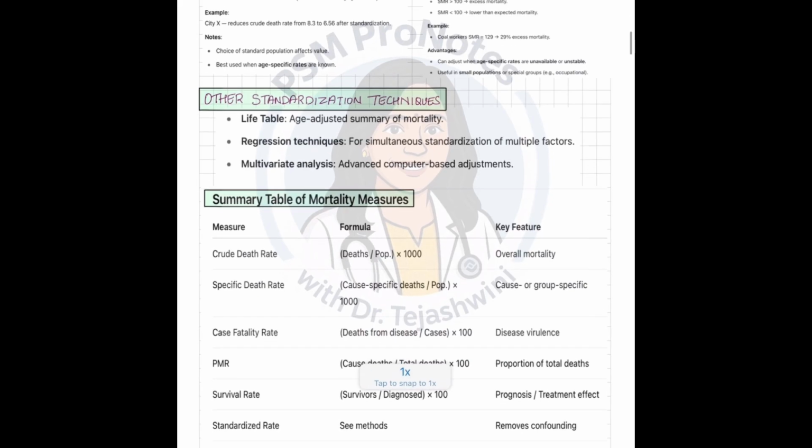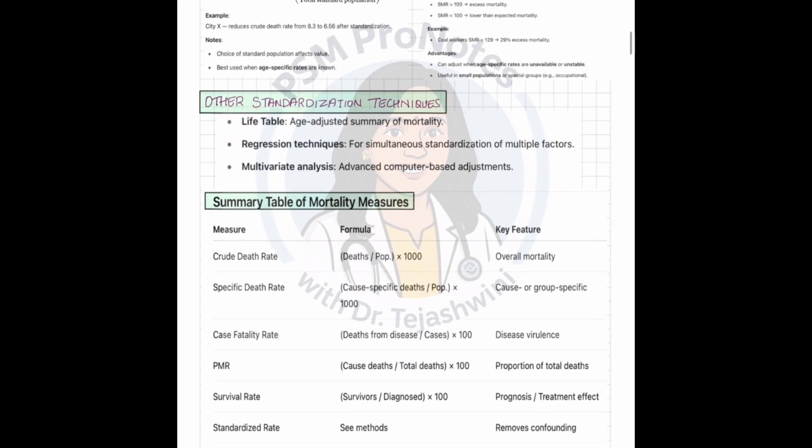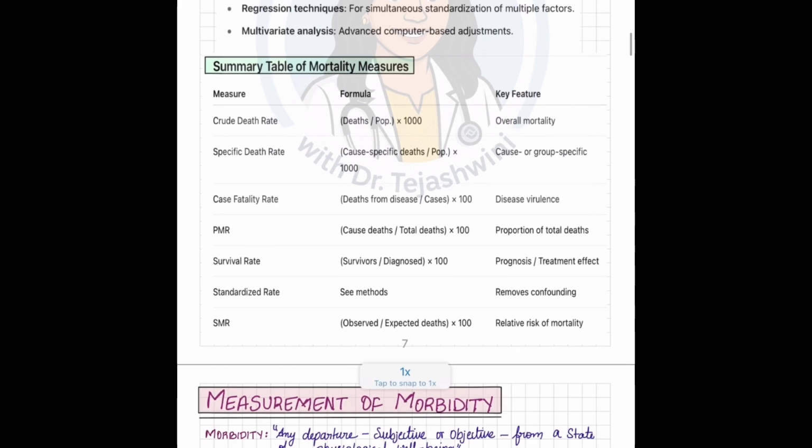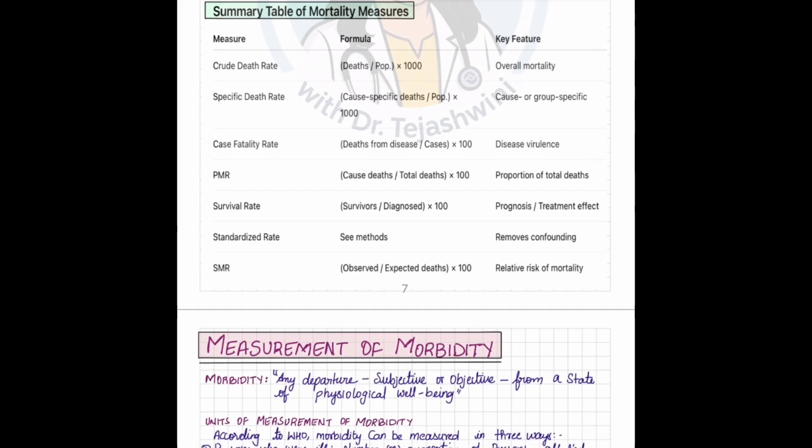Other tools and techniques. We also use life tables to summarize survival across age groups, regression models for adjusting multiple confounders, multivariate analysis in complex datasets like cancer registries. Summary table of mortality measures. Here's a quick recap. Measure, what it tells you. Crude death rate, overall mortality. Specific death rate, cause-specific risk. Case fatality rate, disease severity. PMR, proportional burden of disease. Survival rate, prognosis, treatment effect.